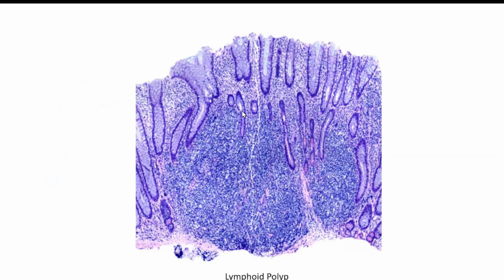And also, we can see lymphoid polyps in Cowden syndrome. So it's just a lymphoid aggregate, but it shrinks out just like a polyp. So we can also see this.